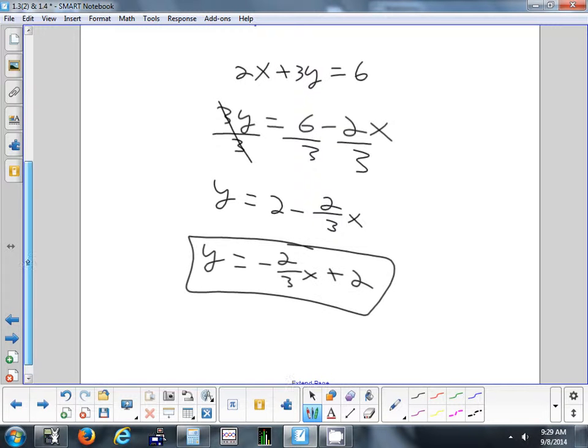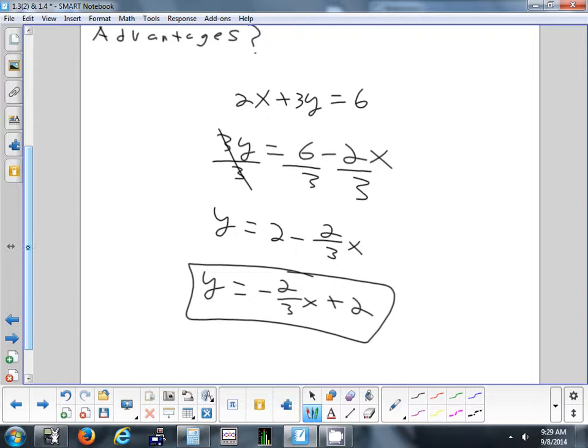What's the advantage to doing that? There's an advantage to writing the equation this way versus the way I originally had it. Any thoughts about why you would do that? Yeah. Well, now you can clearly tell what your y-intercept and what your slope is. Right. If you know your y-intercept and your slope, you can graph that very easily by hand. You know your y-intercept, then from there you go down 2, you go right 3, there's another point, draw your line. It's very easy to graph. 2x plus 3y equals 6 isn't that hard to graph either, but now you can clearly see your slope and intercept.